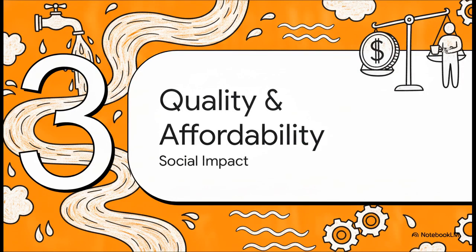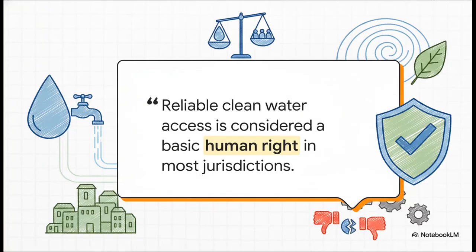Okay, on to Section 3, quality, access, and affordability. Because we have to remember, water utilities aren't just regular businesses, they are literal lifelines. The accounting frameworks actually bake this reality right in. Since reliable, clean water access is widely considered a basic human right, a utility has to structure its rates in a way the community feels is fair.